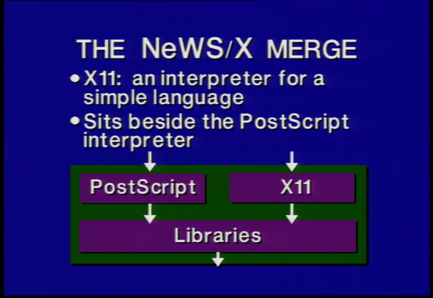So if you look at the standard architecture drawing for X-NeWS, the X-NeWS server is this big blob, and inside it there's a set of libraries which deal with events and graphics and the canvas hierarchy and such. And then on top of that there are these two interpreters. One is the X11 interpreter, the other is the PostScript interpreter. And because they both share the same libraries below, the same data structures, they interact fairly smoothly in terms of things like the canvas hierarchy.